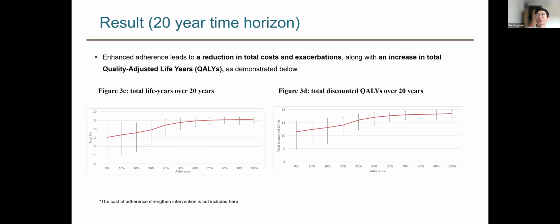And these two graphs also show that adherence leads to a reduction, with an improvement in life years and in quality-adjusted life years, which means that when adherence is getting better, the health outcome is getting better. So all we need to know is, when we have an intervention, whether we can justify the cost and the health benefit.